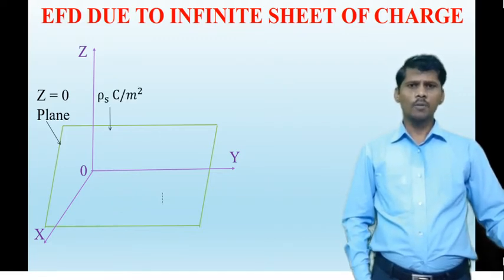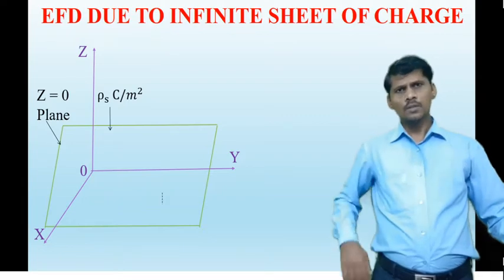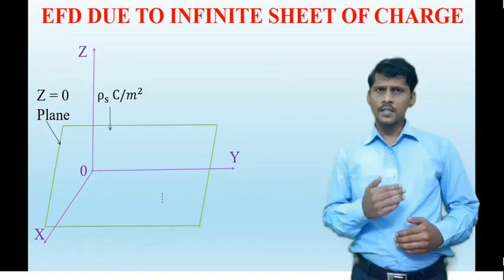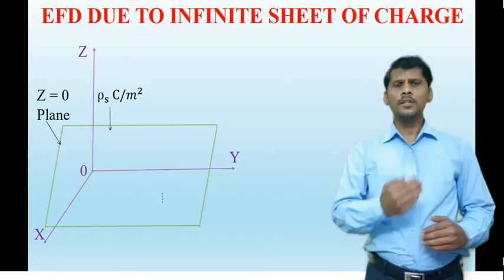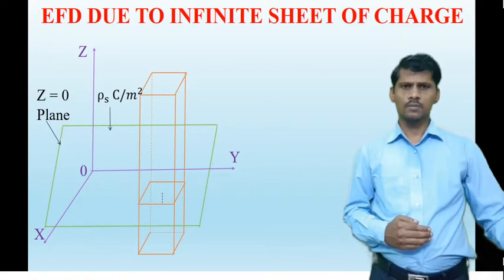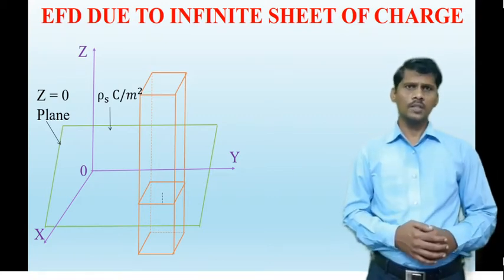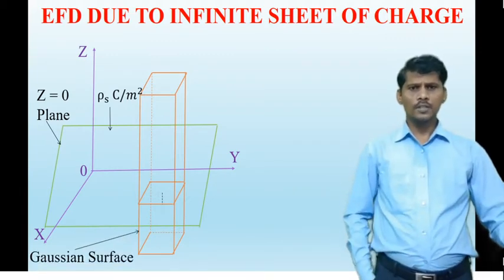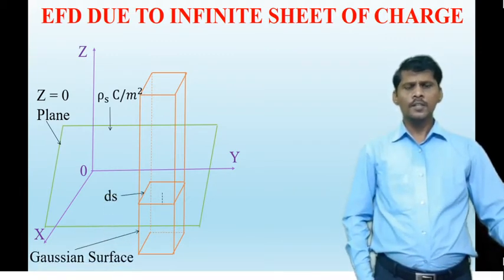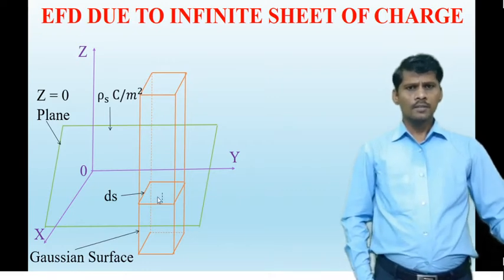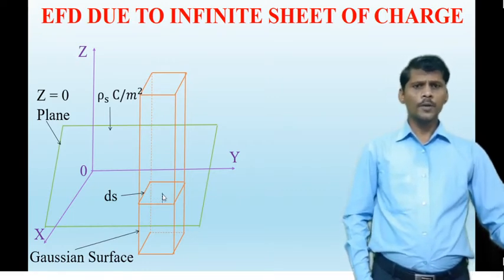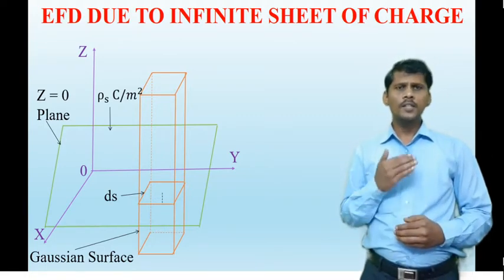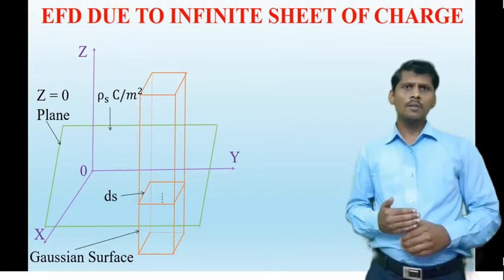Consider a rectangular box as a Gaussian surface, which cuts the infinite sheet of the charge. In the rectangular box, consider differential surface ds. Consider differential surface ds, and this is the point P. At that point P, the direction of the electric flux density is normal to the surface.